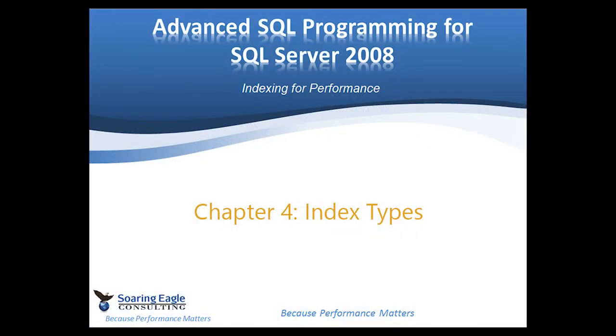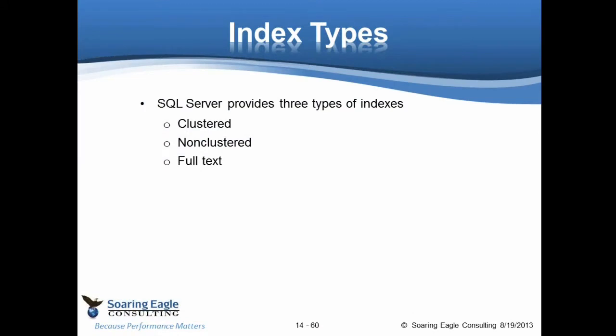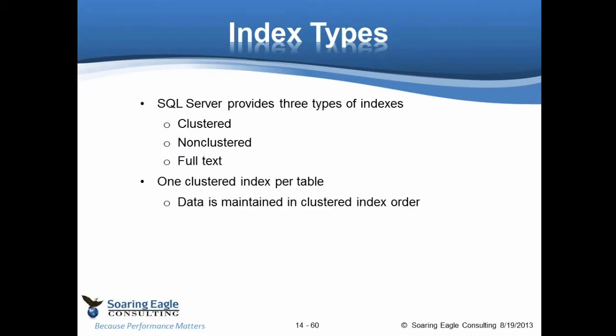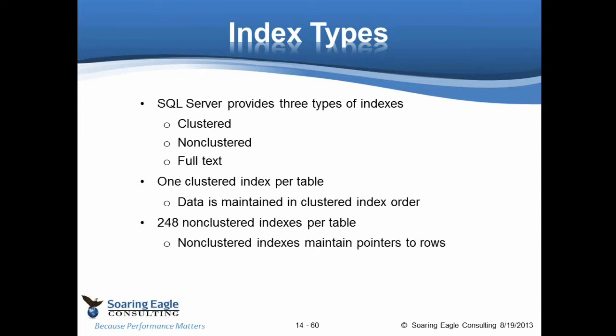SQL Server provides three types of indexes: a clustered index, a non-clustered index, and a full text index. The clustered index effectively sorts the data in the order of the clustered index. This is not 100% true, however, it is close enough to true that you can count on this from a performance perspective. Because we can only physically sort the data in one order, the rest of the indexes are going to be non-clustered.